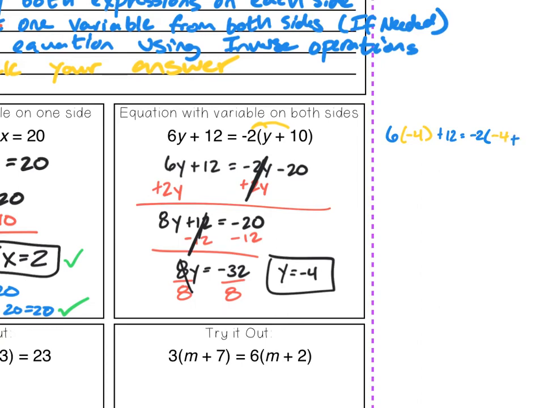And then you just simplify that problem out. Well, 6 times -4 is -24, plus 12 is equal to, well, over here, -4 and 10 make +6. -24 plus 12 is -12. -2 times 6 is -12. Well, does -12 equal -12? Yes, it does. So that is why this does work. So you got to plug it in and show that it equals the same thing.